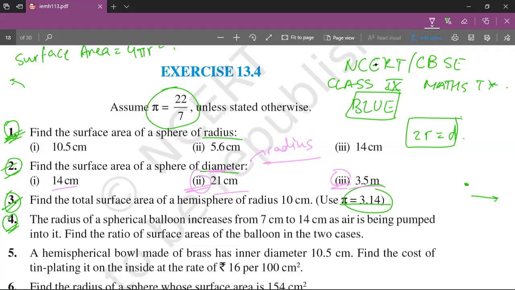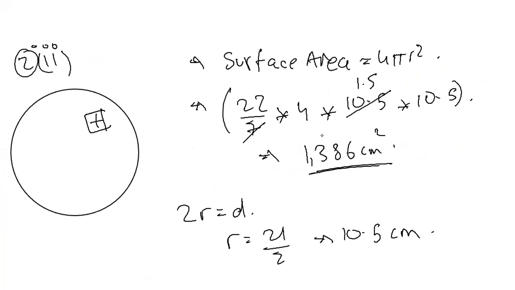ahead calculations. So here I'll convert diameter into radius by the formula 2r is equal to d. So 2 into r is equal to d, which is 3.5, and r is equal to 3.5 divided by 2, which is equal to 1.75 meters. Then when we have calculated our radius, we'll go ahead and solve our final part of the second question.